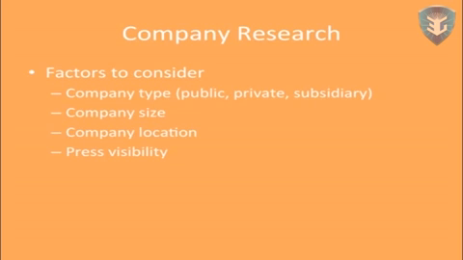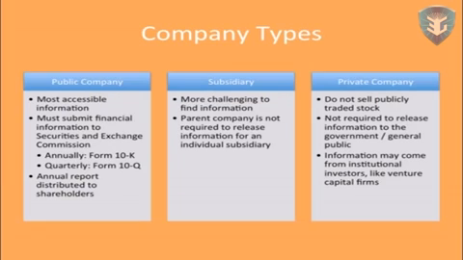In general, it is easier to find information on public companies than private firms, as well as for larger, established businesses and firms that are based in the United States. Also, companies that appear frequently in the news media, such as the New York Times, Wall Street Journal, or Business Week, are often easier to find information on. There are three types of companies: public companies, subsidiaries, and private companies. Public companies have the most accessible information.